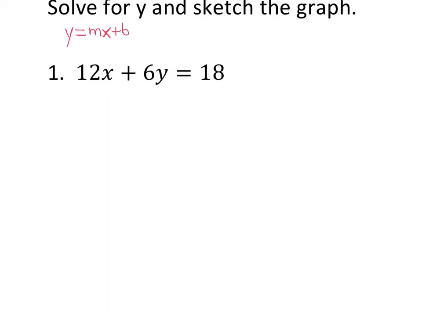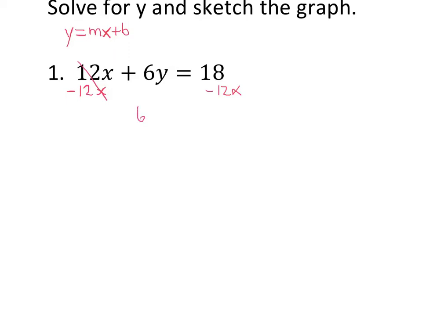In problem 1, we have 12x plus 6y equals 18. So this goes along with the video that you watched the other day with the math teacher singing. You want to get your y alone. So that's the first thing we're going to do. We need to move everything away from the y, so we're going to subtract the 12x over to the other side. That's going to make the 12x go away.